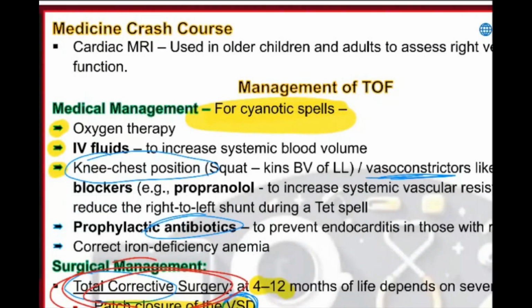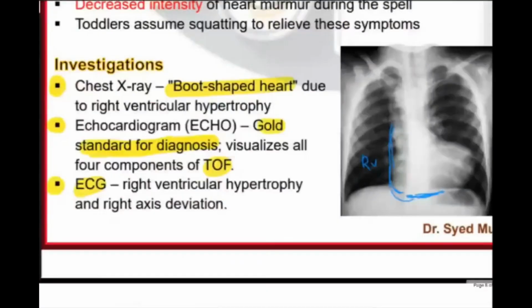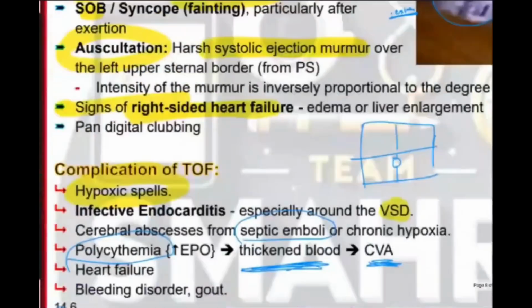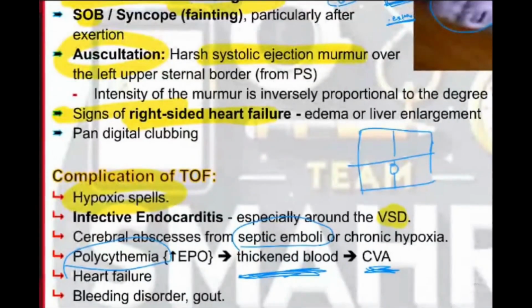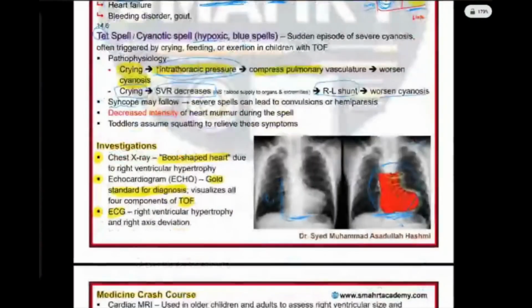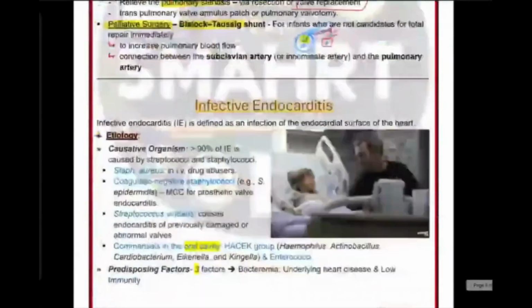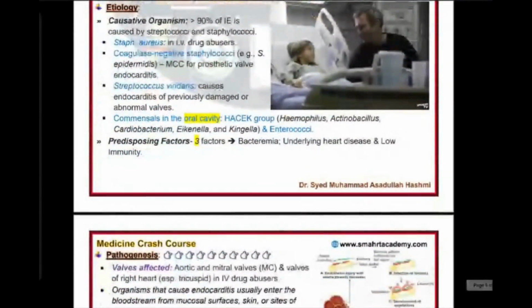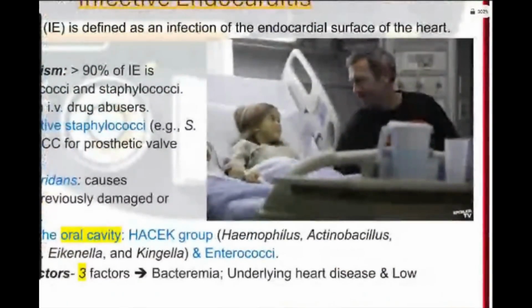Will there be any edema in TOF as there is RVH? Yes, RVH is there in severe cases. We do find right heart failure symptoms as we talked about here. See, we have written here about edema. Yes, liver enlargement and edema can occur. Yes, Shivani, I hope I answered. Any more questions about TOF? No? Okay, we are moving on to the next topic.